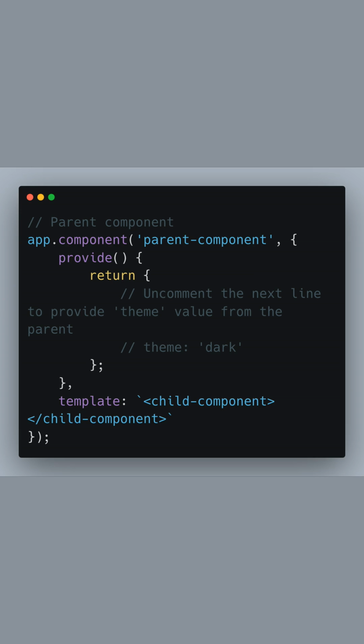Next, we have our parent component. Within it, we've defined a provide function that could return an object with a theme property. This is the mechanism by which we can supply the theme value to any descendant components. However, as you can see, the theme property is commented out to demonstrate that our child component can work even without it by using the default value we set earlier. Finally, we mount our Vue app to the DOM element with the id app. This is where our app will be displayed.